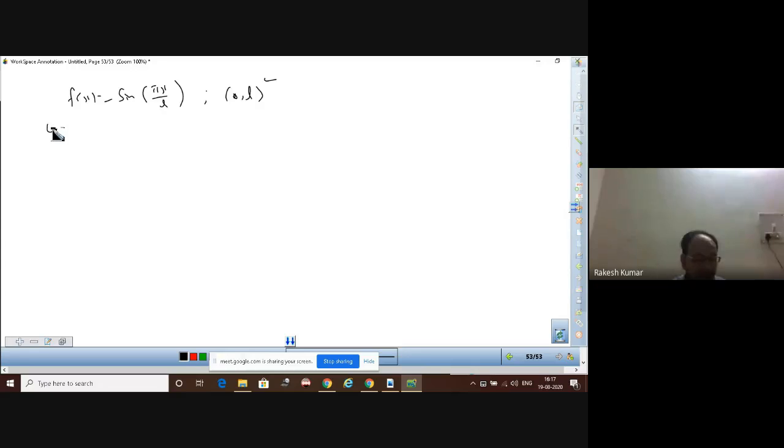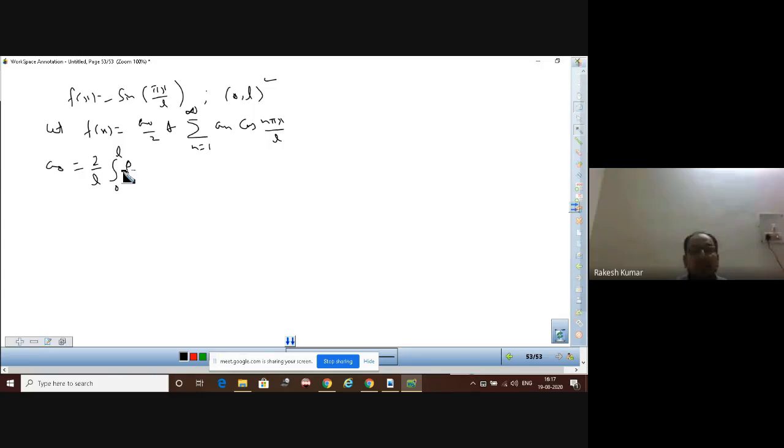Now, you know that the formula for the half range cosine series will be f of x is a naught by 2 plus summation n is 1 to infinity of a n cos of n pi x over L. And now we need to find the Euler constants. The first Euler constant is a0, that is 2 by L, integral 0 to L, f of x dx.